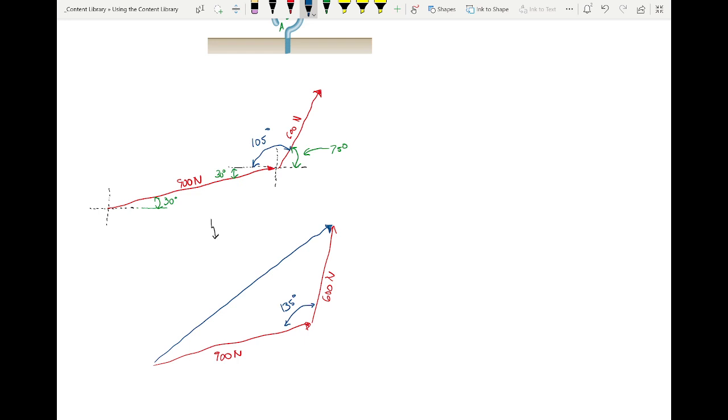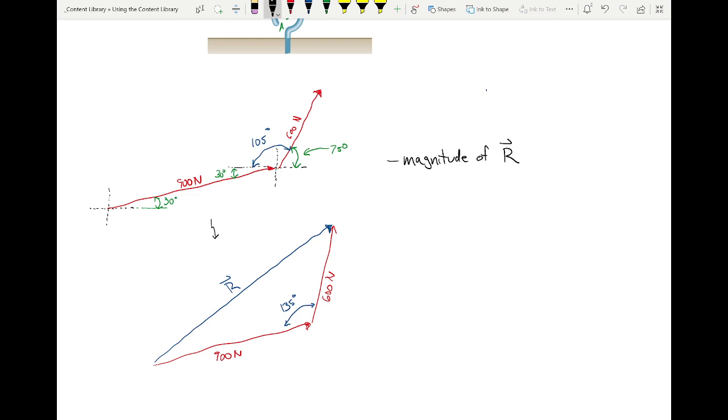All right. Now, what we want to find is, so we're going to call this vector R. Vector R for the resultant. Okay. What we need to find first is the magnitude of R.